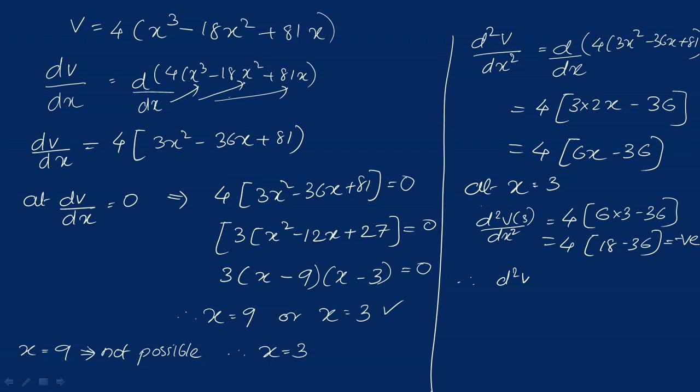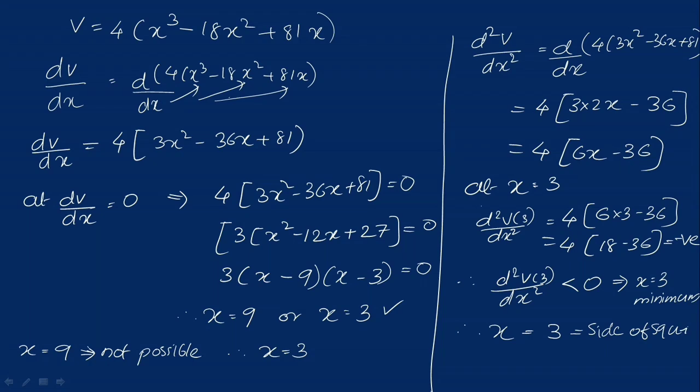So we can say that at x equal to 3, d square V by dx square is less than 0, a negative quantity. So at x equal to 3, we have the maximum. Sorry, I wrote minimum earlier. Sorry for that. It is maximum. So at x equal to 3, we have the maximum. That is the side of the square to be cut off.